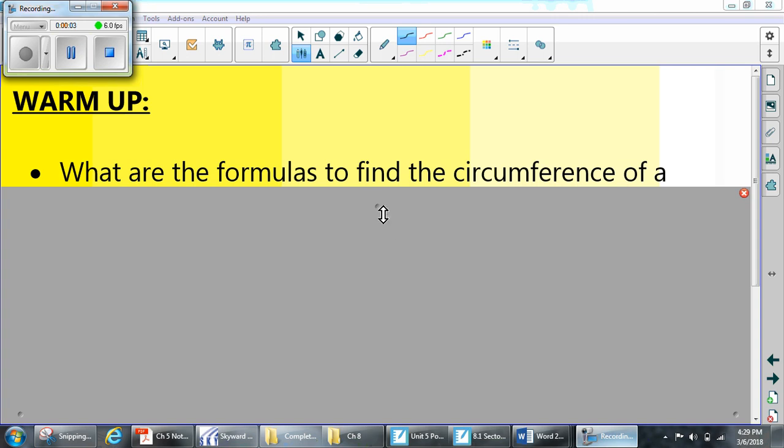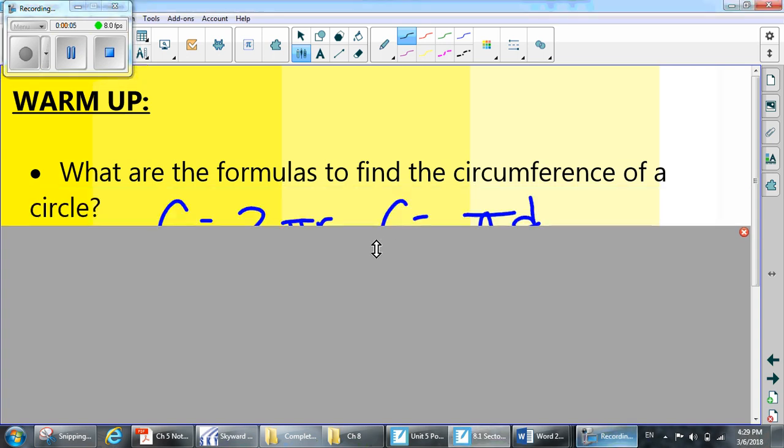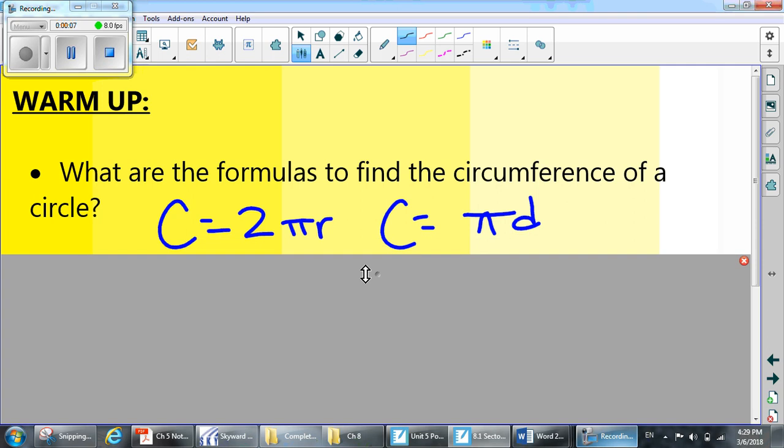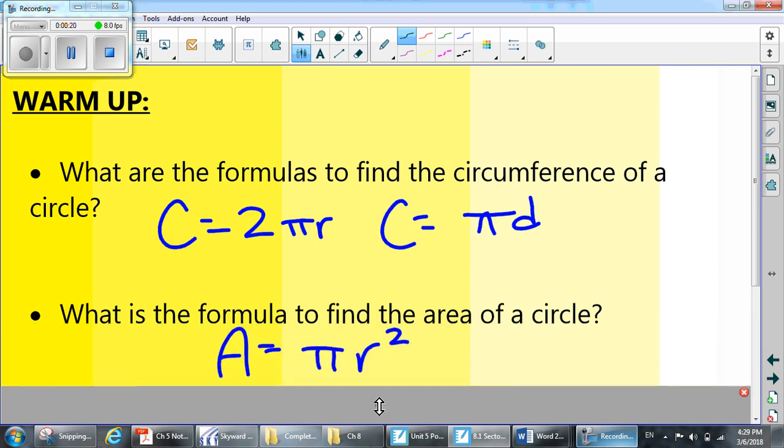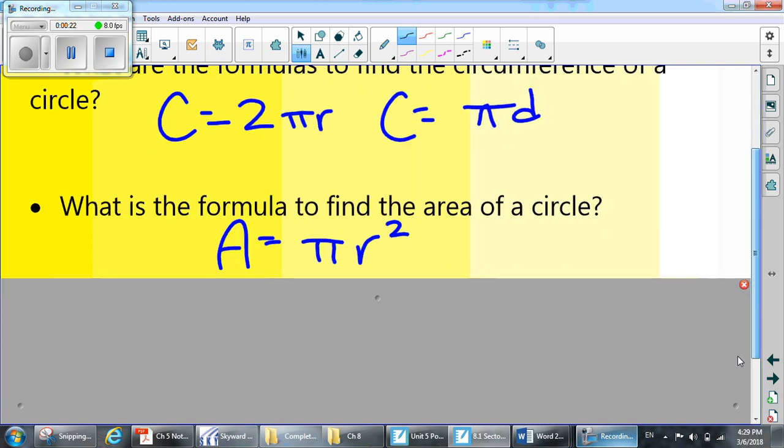So hopefully we remember the two formulas to find the circumference of a circle: C equals 2 pi r, use that if they give you the radius, or C equals pi d if you're trying to find it from the diameter. We talked about yesterday the formula to find the area of a circle. That is pi r squared.